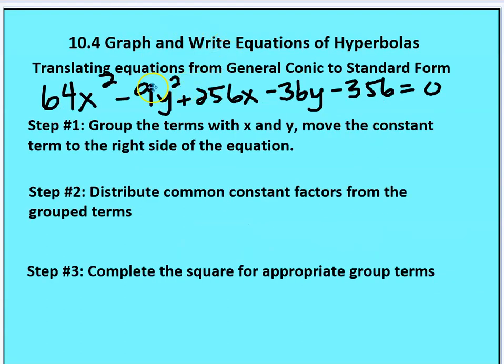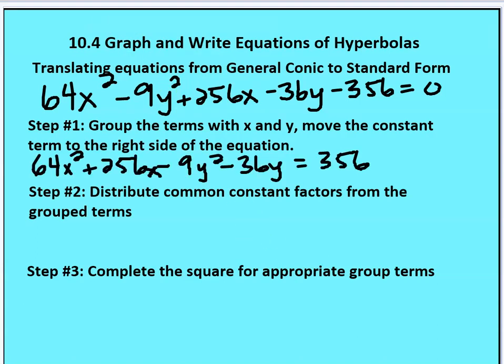All right, so I'm going to give you an equation and we're going to walk through. This is the same process of completing the square that we did before with ellipses, exactly the same. So first thing we're going to do is group the terms with x and y, and move the constant term to the right side of the equation. So I've grouped 64x squared, 256x, and then the y terms, minus 9y squared, minus 36y, and then moved 356 to the other side of the equation.